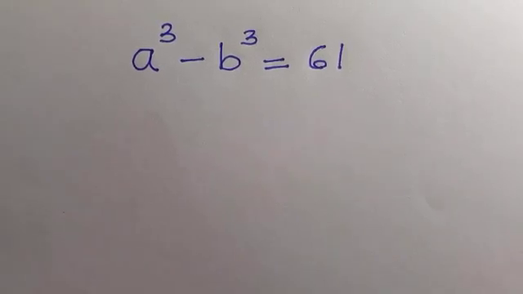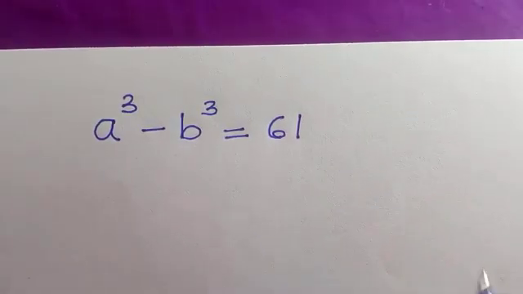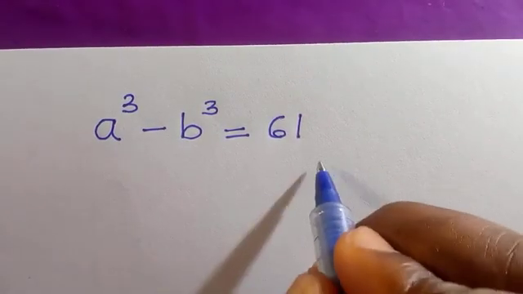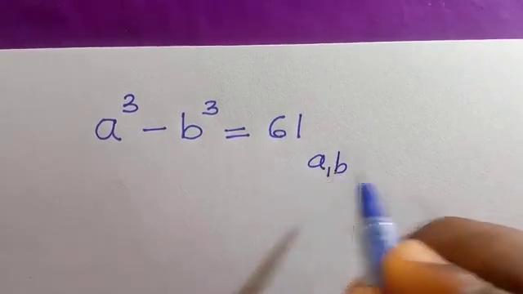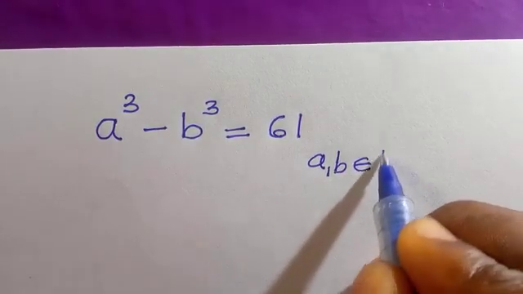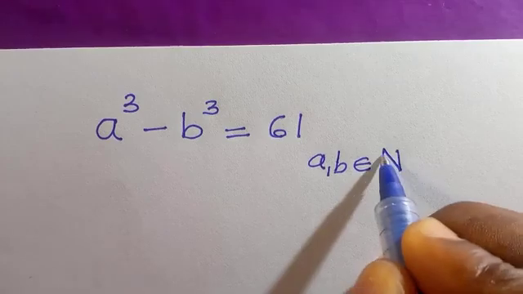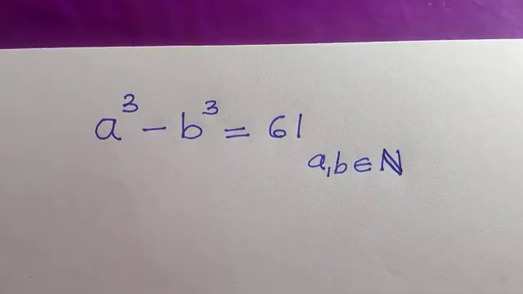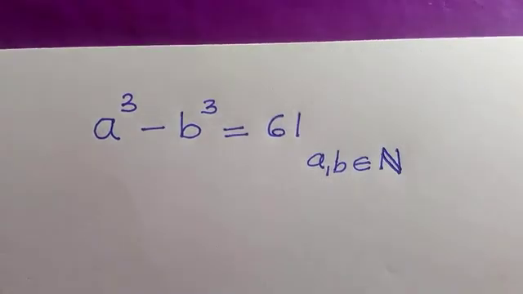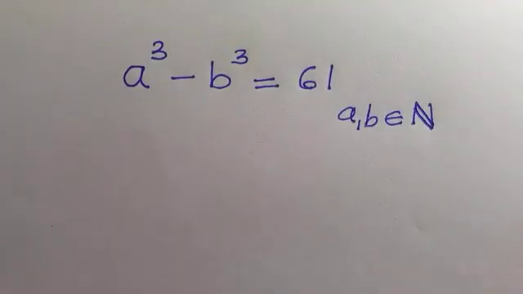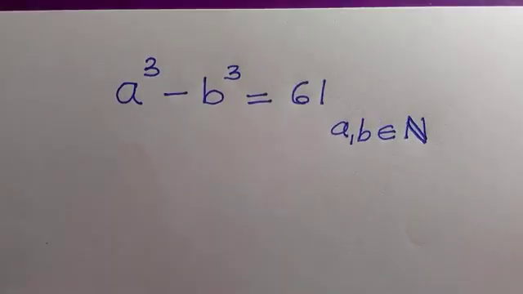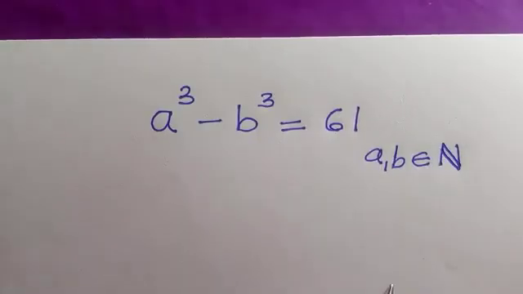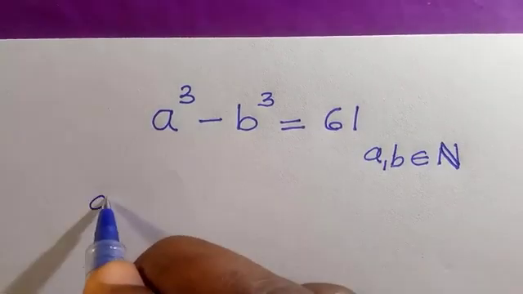This problem says a cube minus b cube equals 61, and you want to know the value of a and b, where a and b are members of the natural numbers. Here is the condition attached to it: only when a and b are members of the natural numbers can we solve this problem.